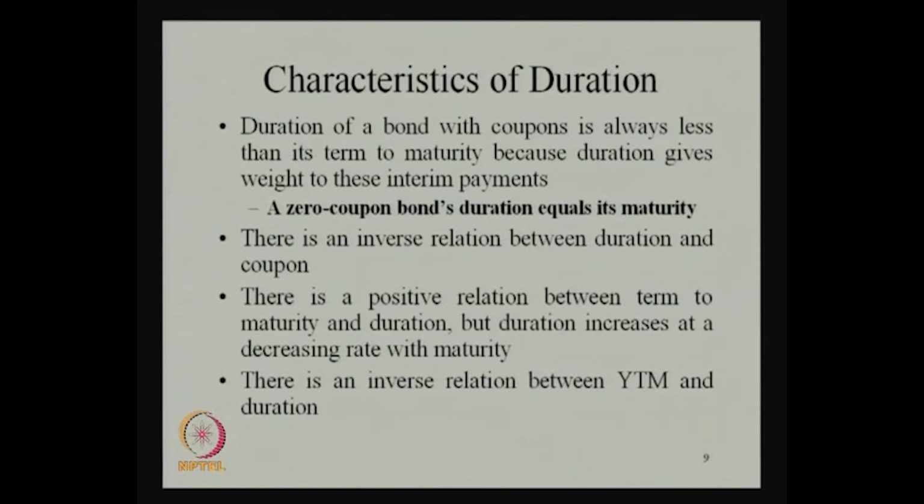There is an inverse relationship between yield to maturity and the duration. If yield to maturity is more, then the value of the duration also goes down, because if we discount the cash flows we are getting with the yield to maturity, the duration basically declines.